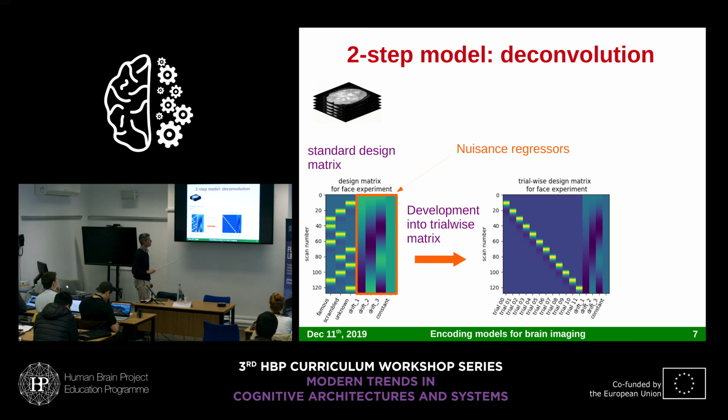But when we do an encoding analysis, we do things a bit differently. We develop the design into this kind of matrix in which now each column is for one single event. This is what I called previously the deconvolution step.